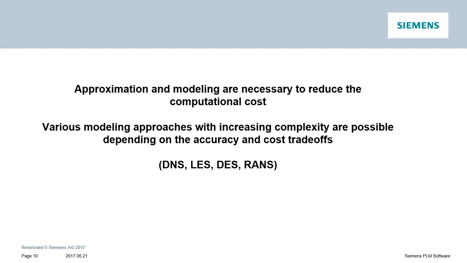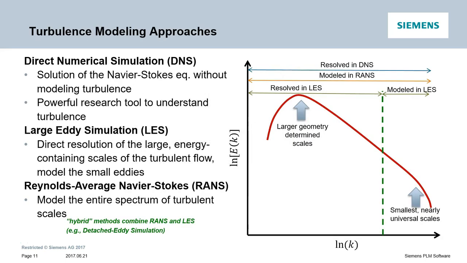And then various modeling approaches with increasing complexity are possible depending on accuracy and cost trade-offs. And these are essentially statistical or scale resolving techniques where a subset or all of turbulence is approximated by some semi-empirical methods. And the most popular ones are direct numerical simulation, large eddy simulation, and Reynolds averaged Navier-Stokes equations or RANS. In DNS, we solve the Navier-Stokes equations as it is. That is, no modeling is involved. So technically DNS is not really a turbulence modeling approach.